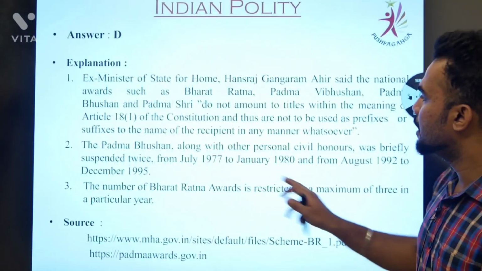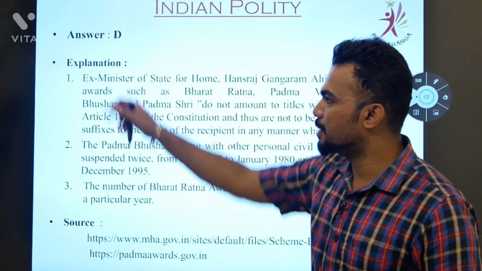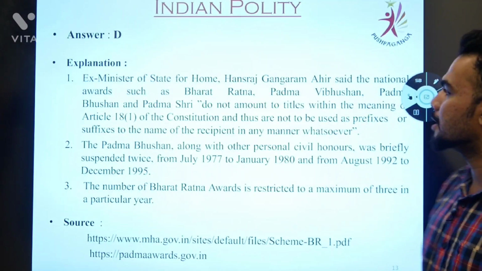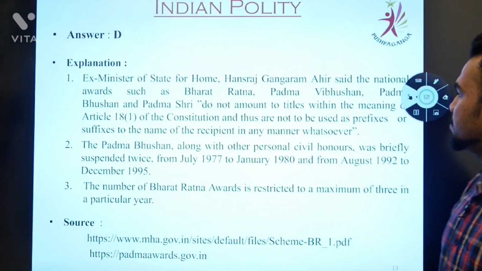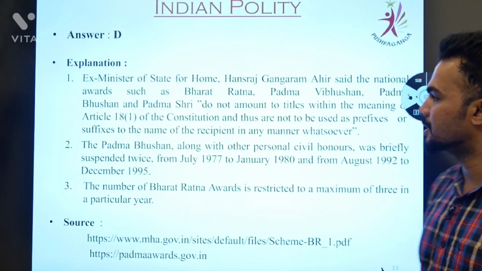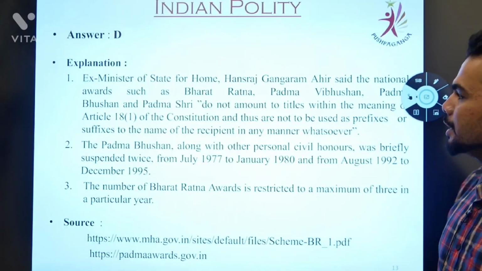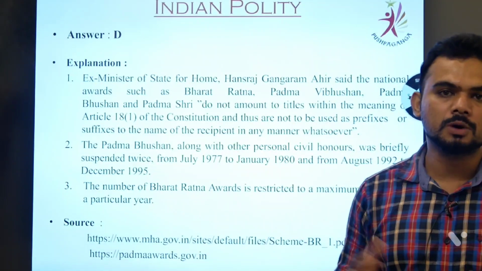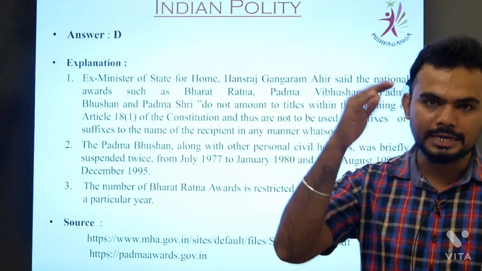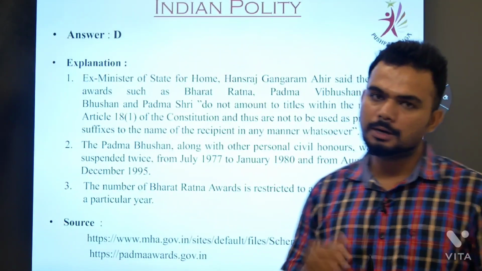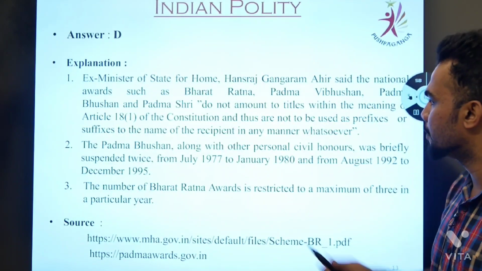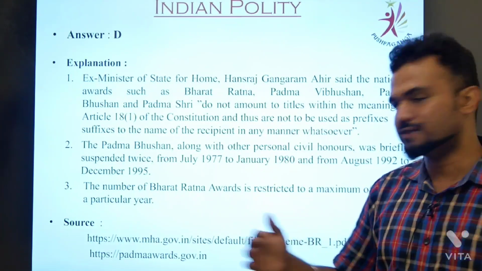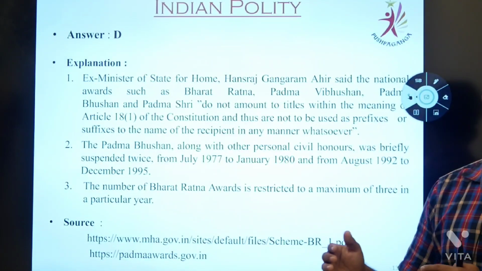Okay, now let us look at the explanation. The explanation says that the ex-Minister of State for Home, Hansraj Gangaram Ahir, said that the national awards such as the Bharat Ratna, Padma Vibhushan, Padma Bhushan and Padma Shri do not amount to titles within the meaning of Article 18 Clause 1. In 1954 these awards were constituted. Bharat Ratna is the highest award, and then come Padma Vibhushan, Padma Bhushan and Padma Shri. They cannot be used as prefixes or suffixes to the name of the recipient in any manner whatsoever.